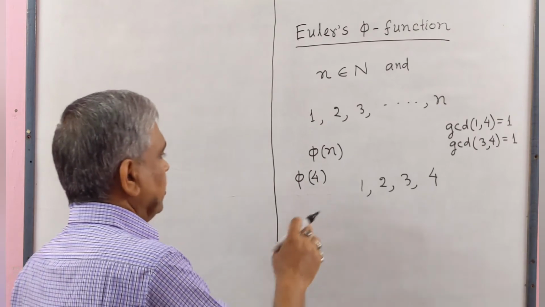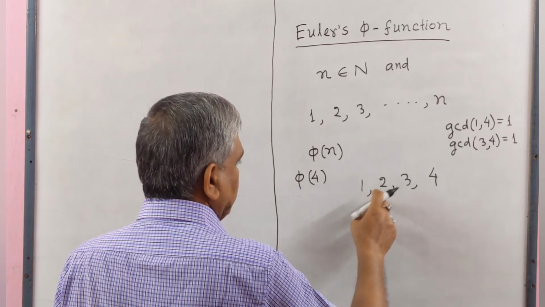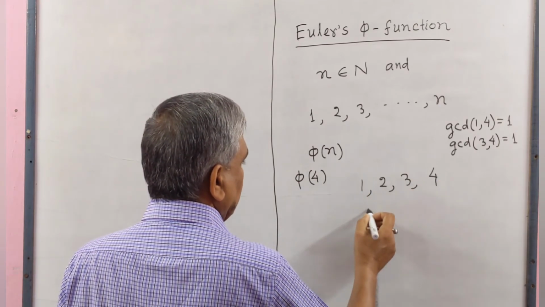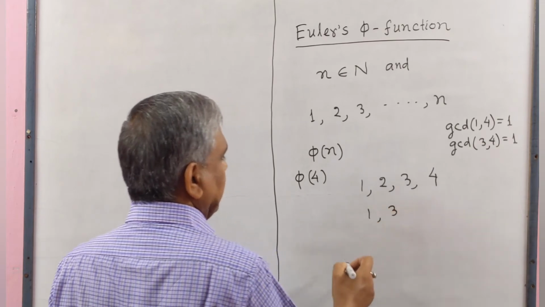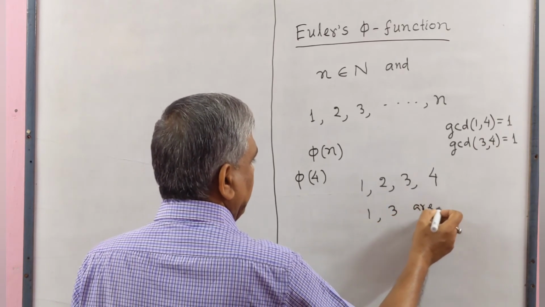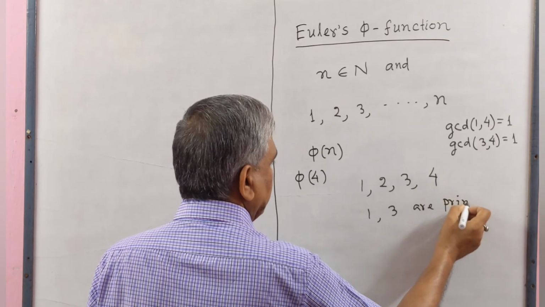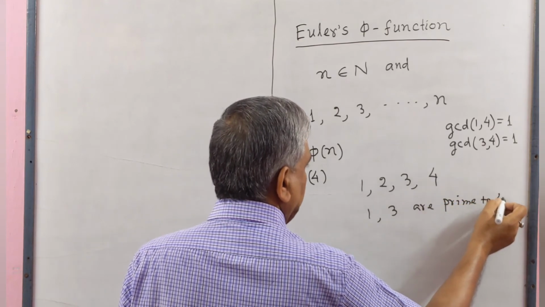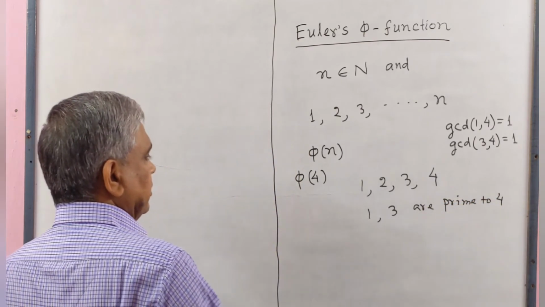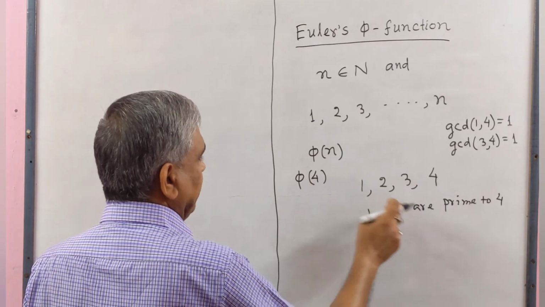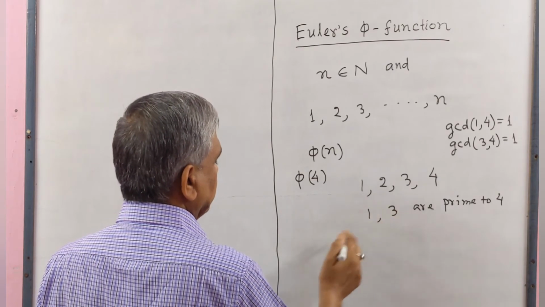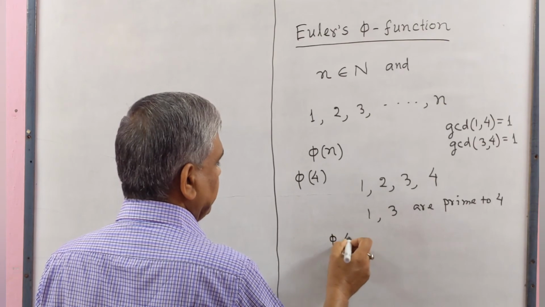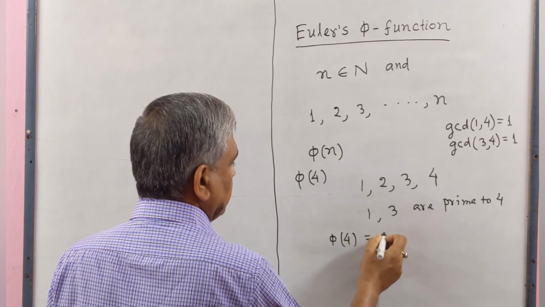Therefore, out of these numbers, 1 and 3 are prime to 4. These are 2 in number. Therefore, phi 4 equal to 2.